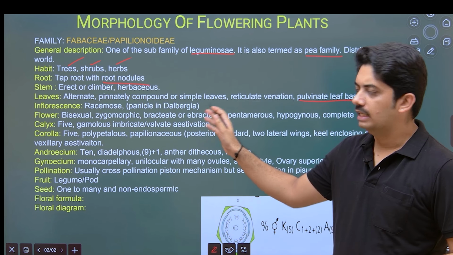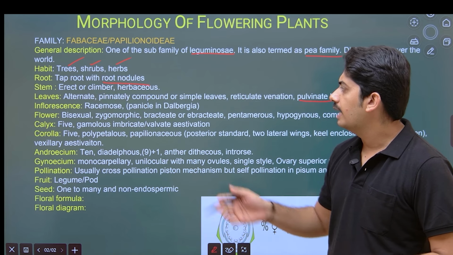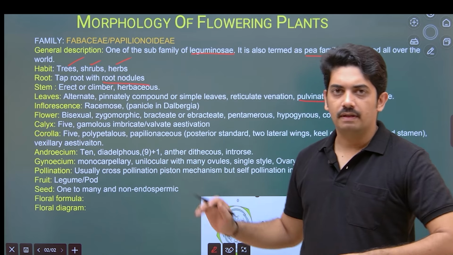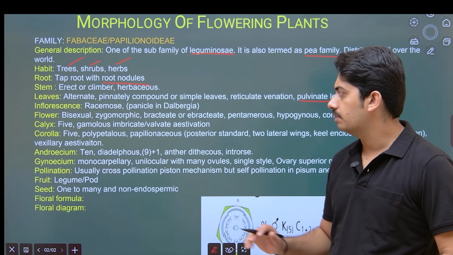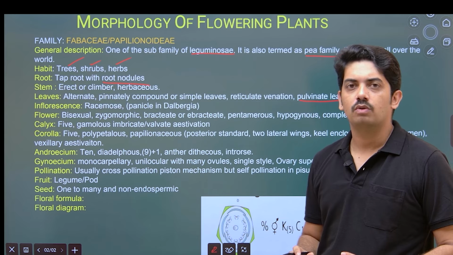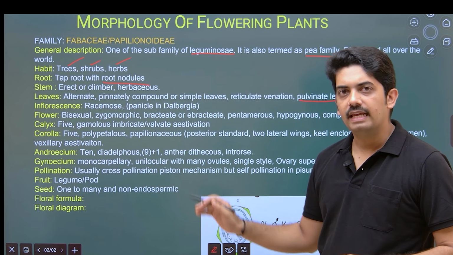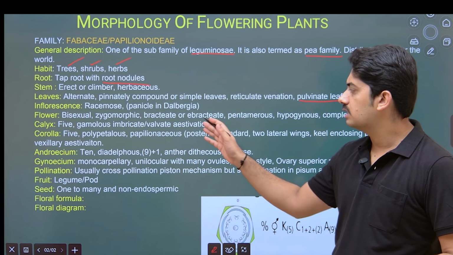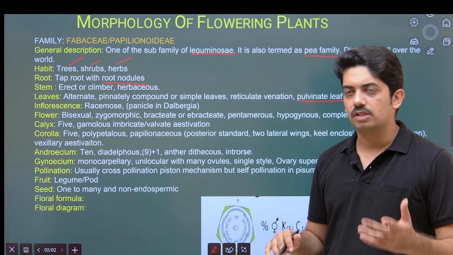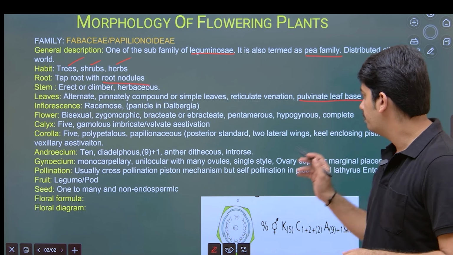Panicle in Dalbergia. There are so many types of inflorescence, and one type is panicle. Bisexual flowers having androecium and gynoecium both. Zygomorphic, you know the symmetry where only in one plane you will get equal halves. Bracteate, sometimes bracts are present, sometimes absent. Pentamerous, multiples of 5. Hypogynous, ovary is situated superiorly.